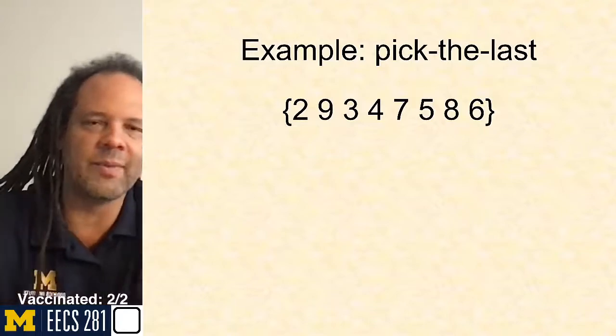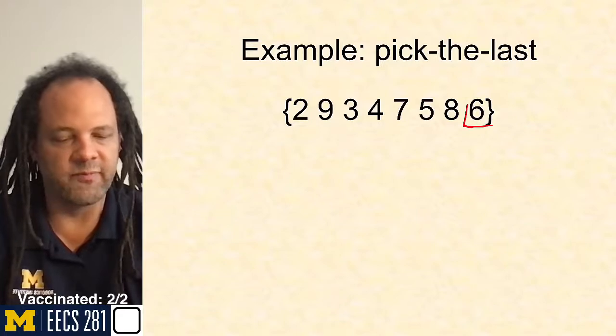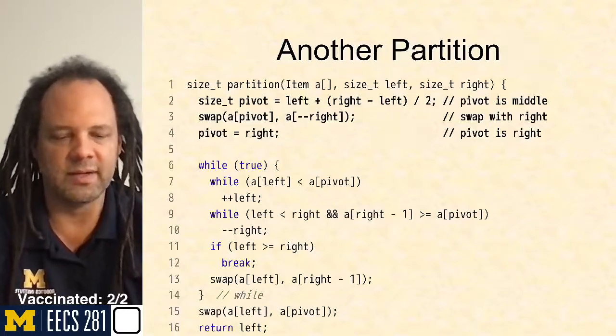So here's what we got. I'm going to do a partition here. The first step that we were going to do was to figure out that this is my pivot. So I'll take that.